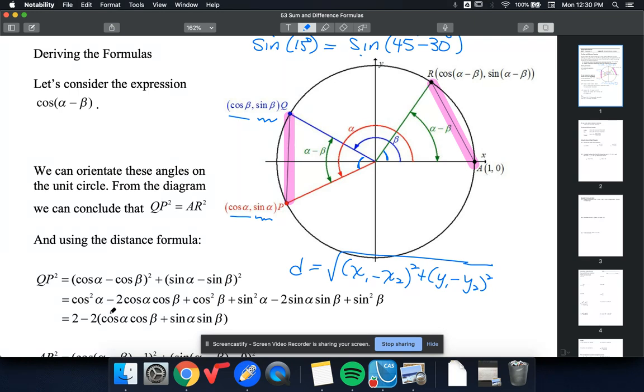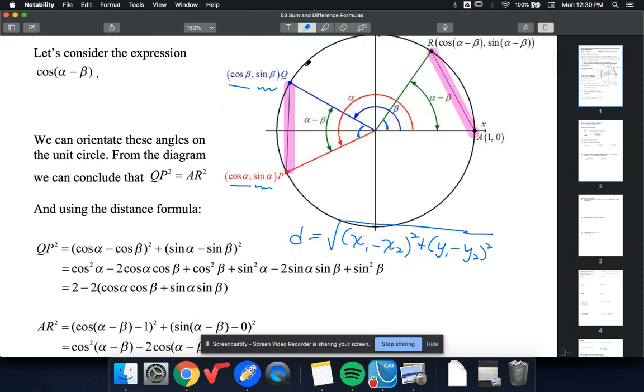This is just expanding our binomial: cos squared alpha minus 2 cos alpha cos beta plus cos squared beta, and then the same thing with sine. Notice that cos squared alpha plus sine squared alpha equals 1, and cos squared beta plus sine squared beta also equals 1. So 1 plus 1 is my 2, minus 2 cos alpha cos beta, minus 2 sine alpha sine beta. I can factor out the negative 2, and I get cos alpha cos beta plus sine alpha sine beta.